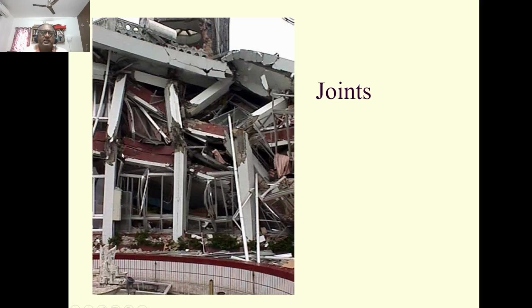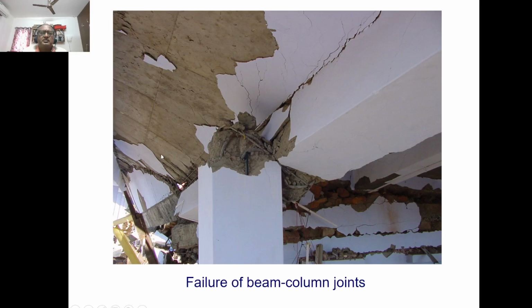Because of the weak detailing of the joint, you see only the joints fail. The column is withstanding, but the joint fails. This is also joint failure. The column is fully intact, but the beam-column joint failed, so it sheared away. The lateral force takes away the beam while the column stays in the same position. This is what is called beam column joint failure.